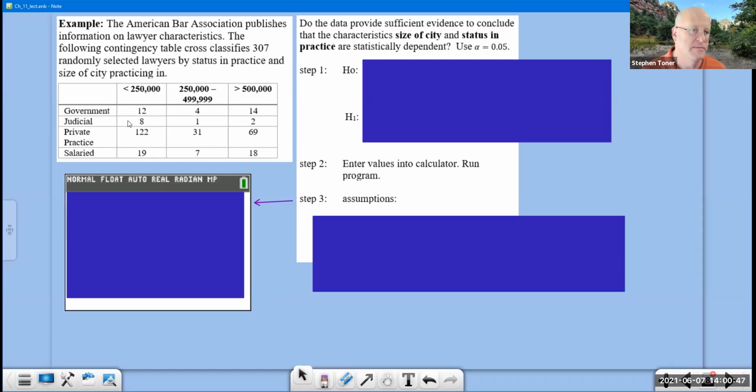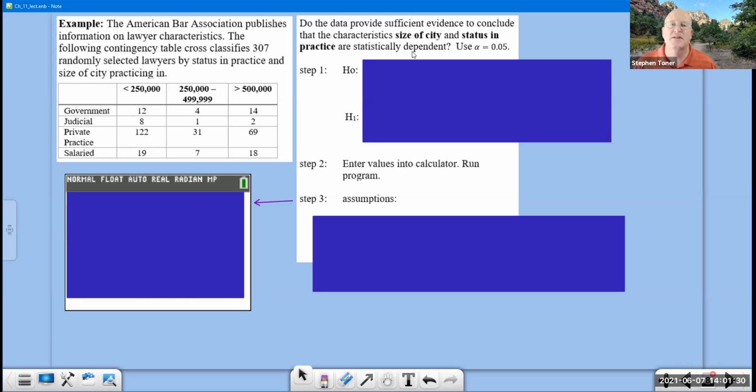In this second problem, it says that the American Bar Association publishes information on lawyer characteristics. And the following contingency table cross-classifies 300 randomly selected lawyers by status in practice. That's the type of practice we see over here at the left, and the size of the city. Under 250,000, over 500,000, etc. So that's how many of the lawyers are in the different categories. Do the data provide evidence to conclude that the characteristics, size of city, and status in practice are statistically dependent?